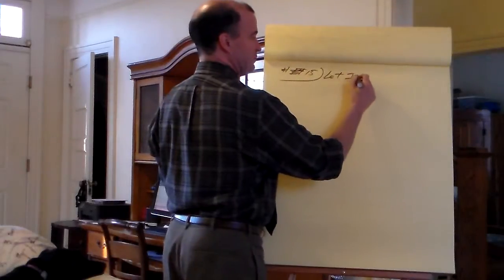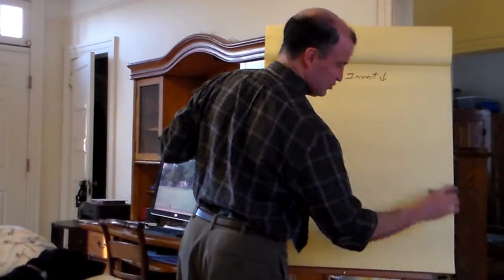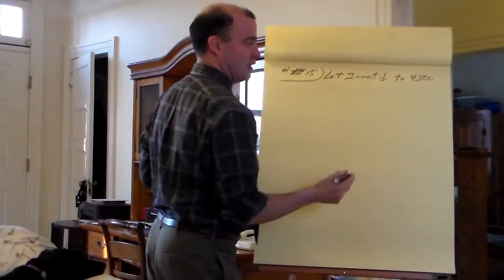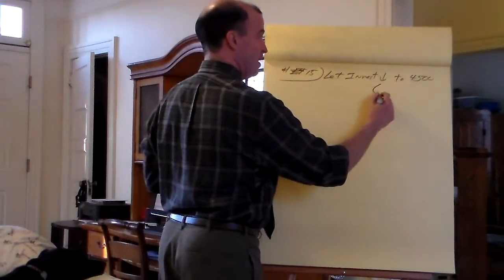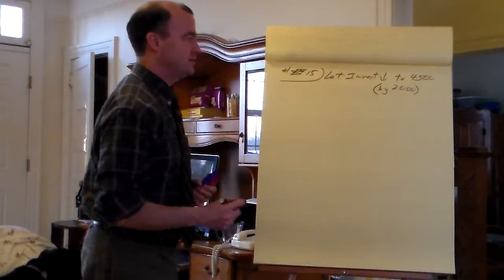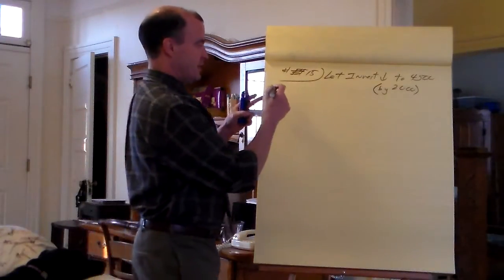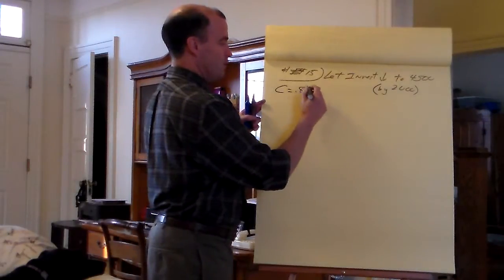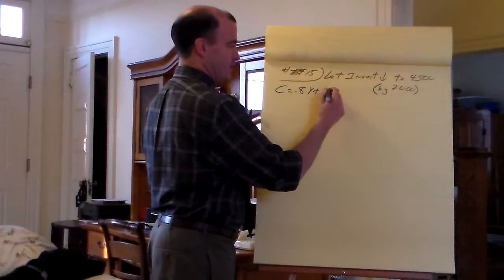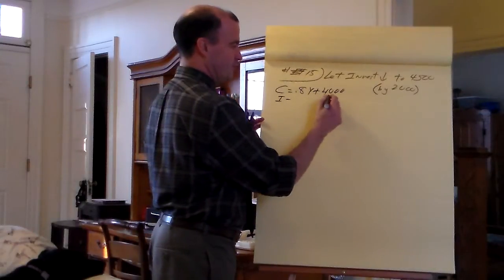Let investment go down to 4,500. Now it was 6,500, so it fell by 2,000. Investment fell by 2,000 and winds up at 4,500. We have to redo the whole math. Let's set that up: 0.8y plus autonomous consumption was 4,000, and I down by 2,000 to 4,500.